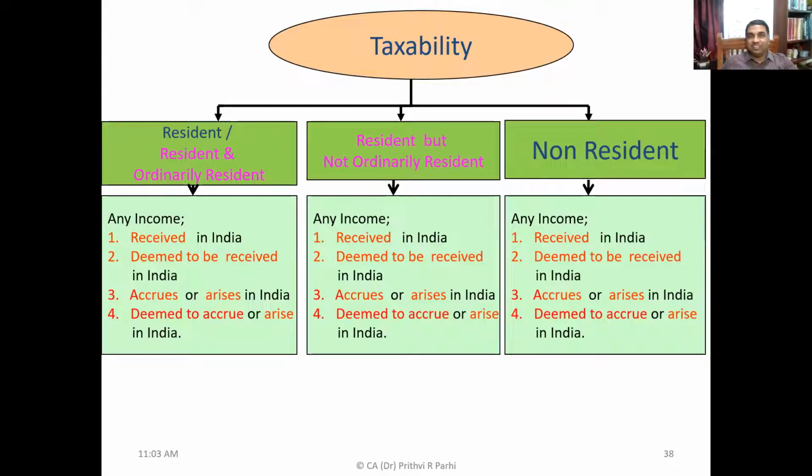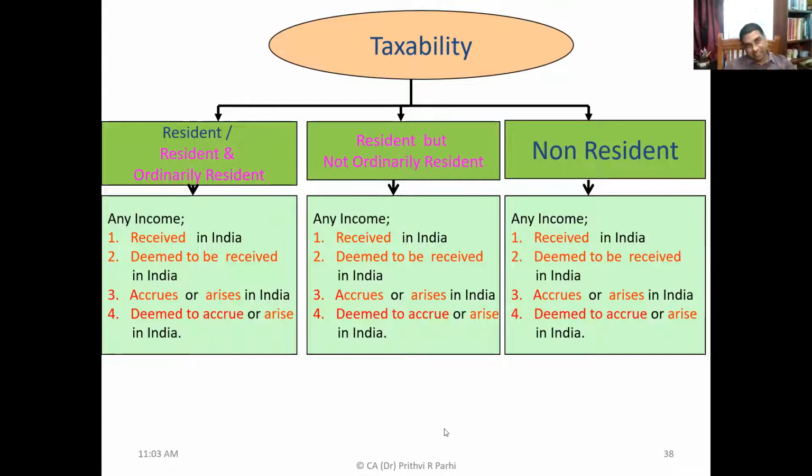As we have seen, there are three possibilities so far as residential status is concerned. A person can be resident and ordinarily resident, or resident but not ordinarily resident, or it can be non-resident. Are you able to see the picture now? Yes, sir. Resident but not ordinarily resident is possible only for individuals and HUF. Resident and ordinarily resident is also possible only for individuals and HUF. Otherwise, for all other assessees, they can be resident or non-resident.